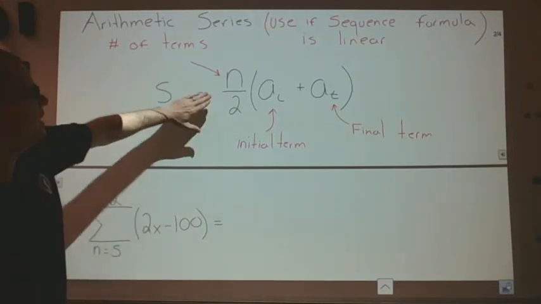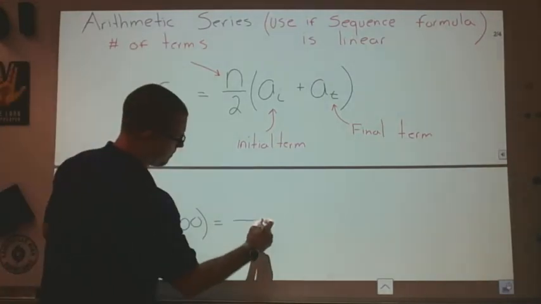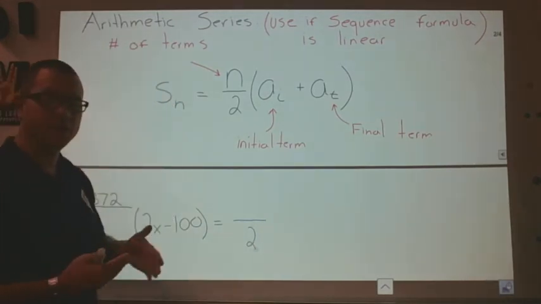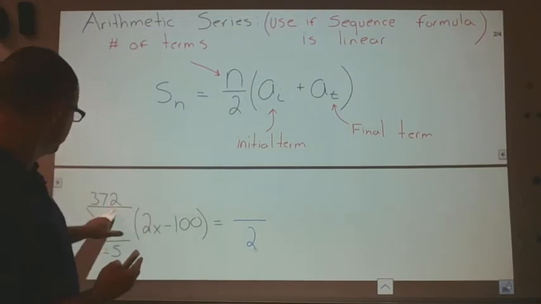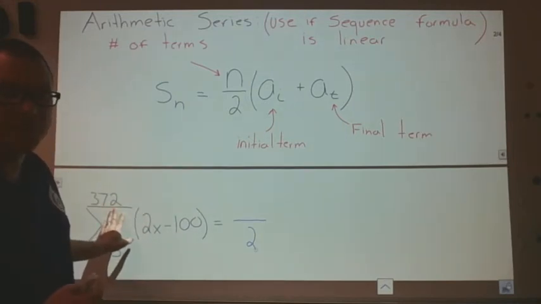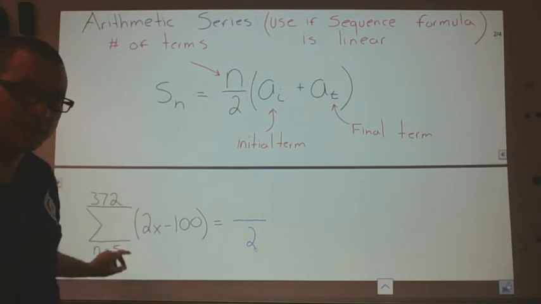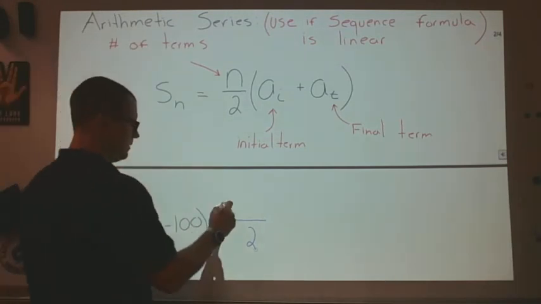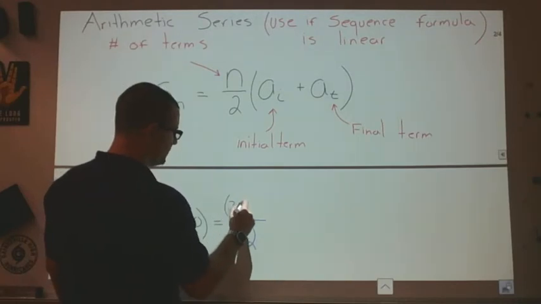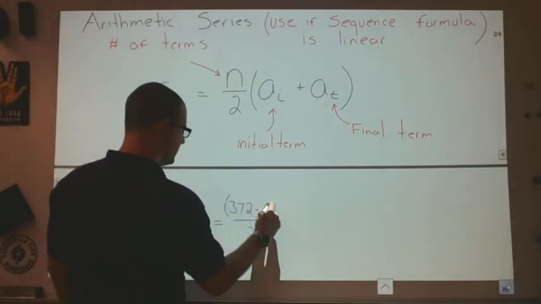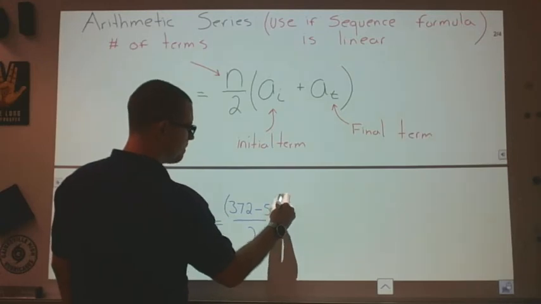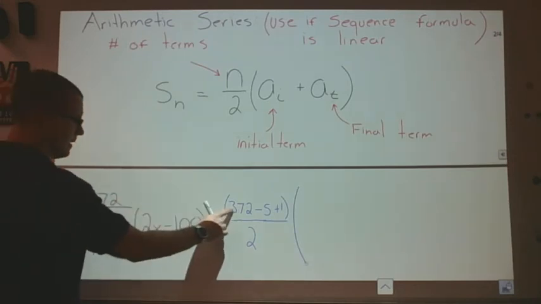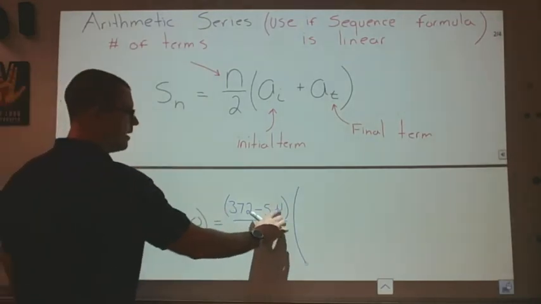I need to know the number of terms. So I have to know how many terms are there from a sub 5 to a sub 372. That's very easy. It's the top minus the bottom plus 1. So here I'm going to do 372 minus 5 plus 1. Okay. Top minus the bottom, and then plus 1.